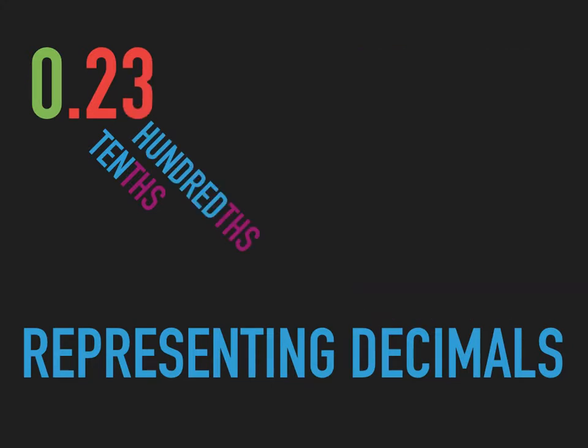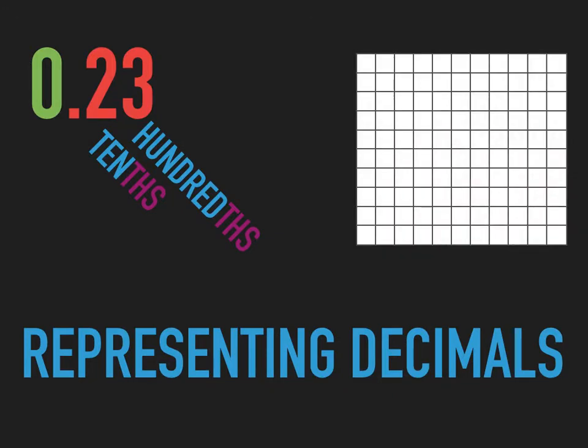When we go to hundredths, we cut those tenths into tenths, so you end up with a 100 grid, basically a 10 by 10 grid. So if we were representing 0.23, we'd start off by representing the 2 tenths, and then I'd represent the 3 hundredths. Okay, that's how you represent decimals.